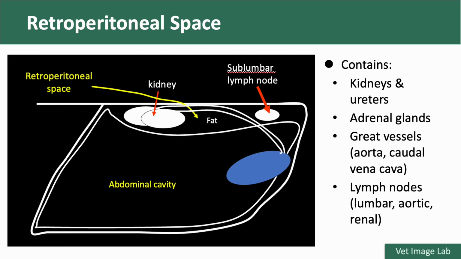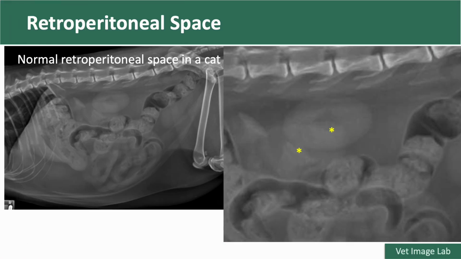This space contains important structures: the kidneys, ureters, adrenal glands, and major blood vessels like the aorta and caudal vena cava. It also includes regional lymph nodes, such as the aortic and lumbar lymph nodes, which are common sites for enlargement or metastasis. Let's take a look at the normal retroperitoneal space in a cat.